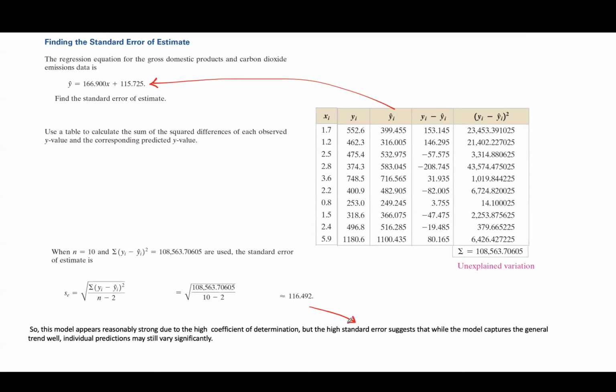So this model appears reasonably strong due to the high coefficient of determination, but here you have a high standard error, all right? Suggesting that while the model captures the general trend well, individual predictions may still vary significantly. So you might need to change to a different algorithm or a different model and evaluate the error again and compare these two errors. If we want more accuracy in individual predictions, we might consider adding other variables or refining the model as well.